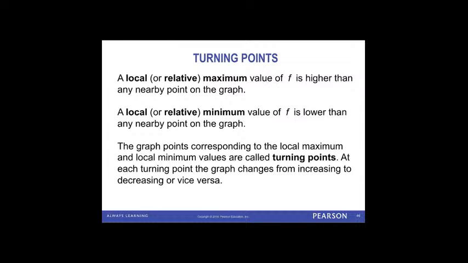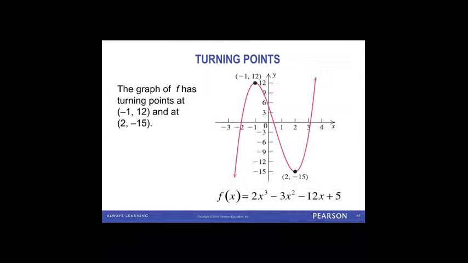So for instance, here's an example of turning points. The graph has 2 turning points. One is at negative 1, 12 and the other is at 2, negative 15. Notice that the graph goes from increasing to decreasing, so we have a relative max. And then over here, the graph goes from decreasing to increasing, so we have a relative minimum. Okay, and we always read the graph from left to right for these discussions.